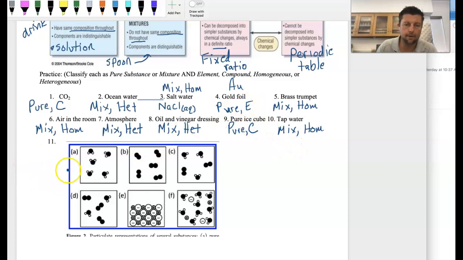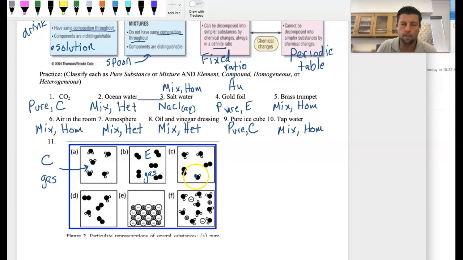Looking at these particle diagrams, it looks like this one is a 2-to-1 ratio of what looks to me like maybe hydrogens to oxygens. So this is definitely a compound. And I'm also going to give the state of matter here. This to me looks like they're spread out throughout the box. So I'm going to say that this one is a gas. Here, they're all made up of the same particle. So this is an element. And again, they're spread throughout. So this one looks like a gas.